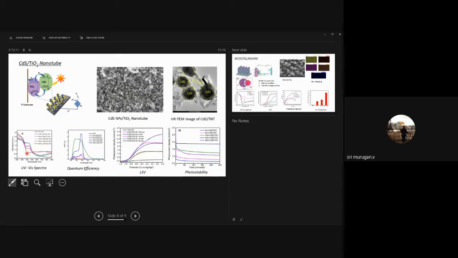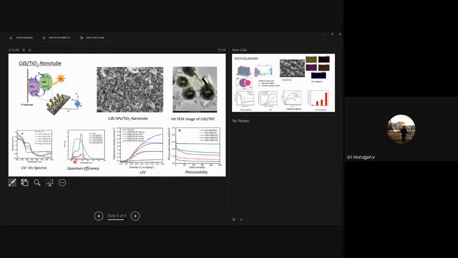So overall, if I increase that, the absorption is also increasing. So another one is quantum efficiency. This quantum efficiency is nothing but, at a particular wavelength, how many electron-hole pairs are generated. So here TiO2 will generate only a few electron-hole pairs.